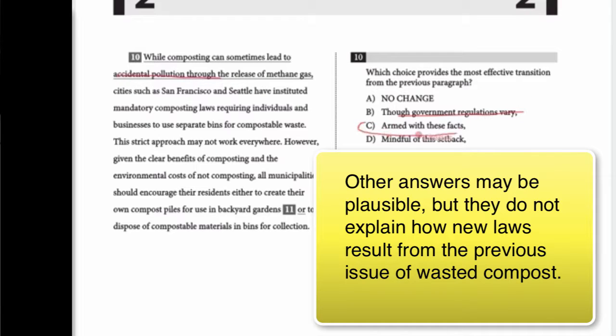Armed with these facts, C. So armed with the facts that compost is wasted, these cities have instituted mandatory laws to make use of their compost. D, mindful of the setback, is not correct. So the correct answer for 10 is C.